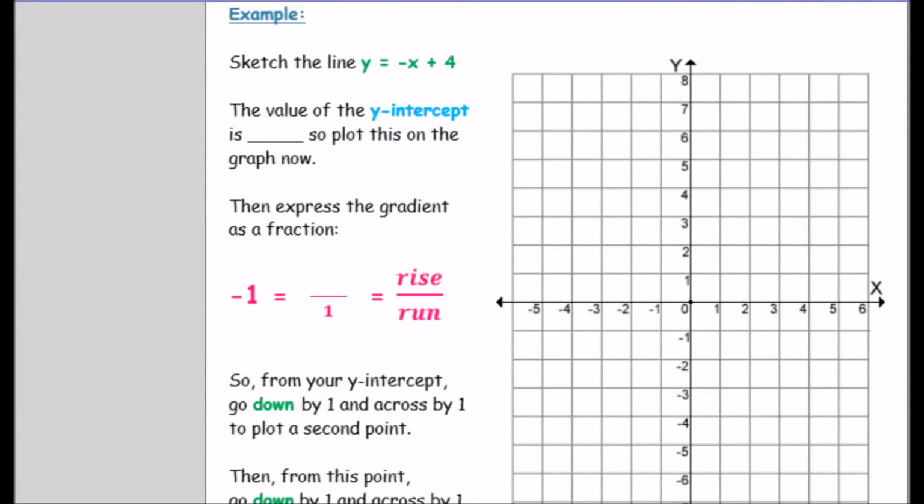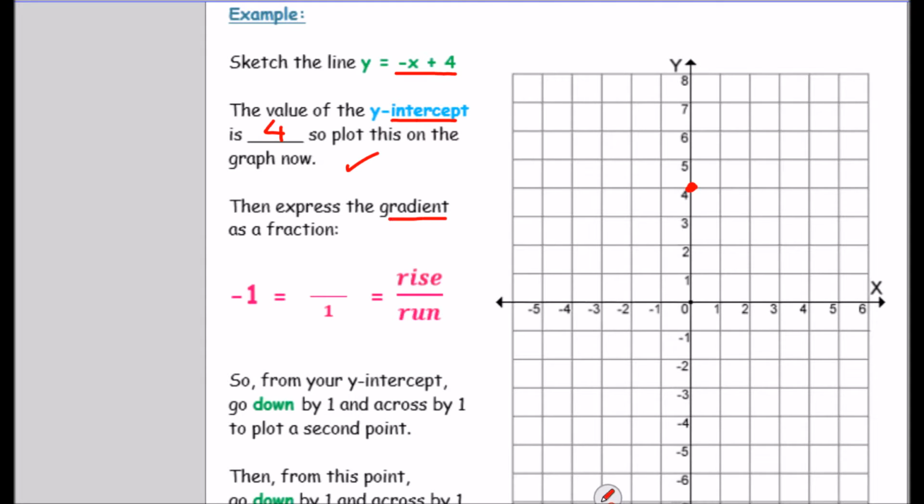Sketch the line y equals negative x plus 4. So it's in gradient intercept form. So what's the y-intercept? It's the constant term. That's right, it's positive 4. So let's plot that y-intercept on the graph now. So there's our 4, tick, done.